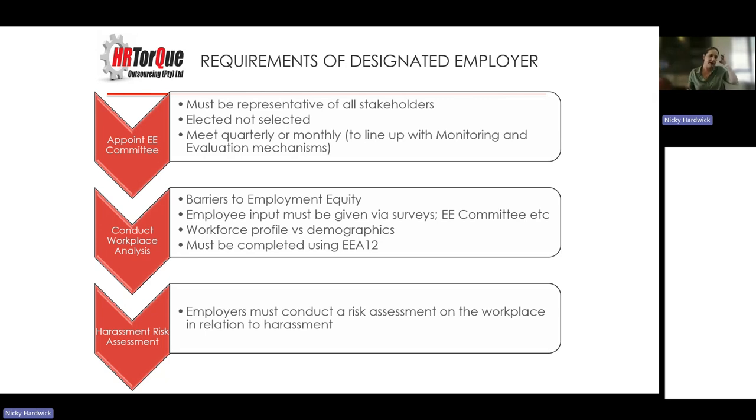You also need to ensure that your EEA12 snapshot aligns to your EEA13 snapshot. They're one and the same. Also remember, when we look at the analysis, we do a snapshot, we identify where we are over and under and where our barriers are, and then we meet with the committee. Often what will happen is people will do their EEA12 snapshot, for argument's sake, on the 31st of August, and the new plan comes into play on the 1st of September.